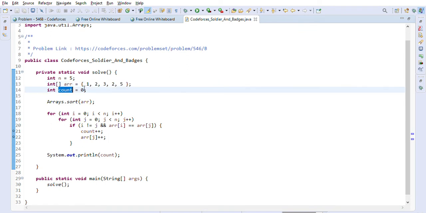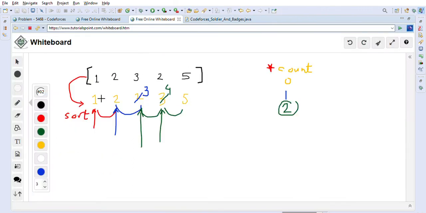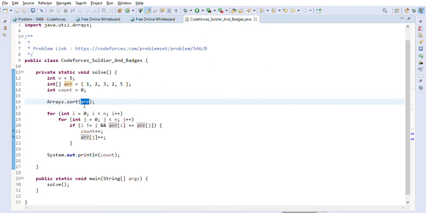Count is a variable that we initialize to 0, and first we will use the Arrays.sort method. It will sort the array in ascending order, which means increasing order. So 1 2 2 3 5 is how it will look after sorting.